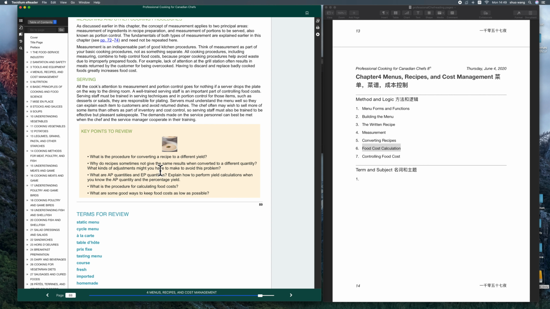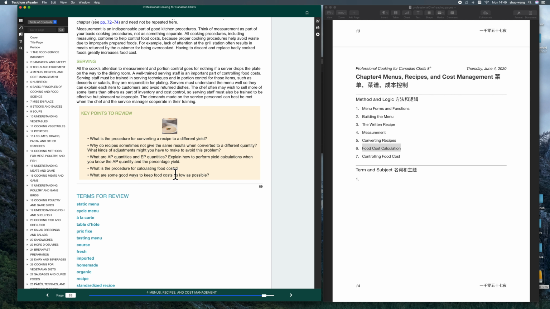What is the procedure for converting a recipe to a different yield? Why do recipes sometimes not give the same result when converted to a different quantity? What kinds of adjustments might you have to make to avoid this problem? What are AP quantities and EP quantities? Explain how to perform yield calculations when you know the AP quantities and the percentage yield. What is the procedure for calculating food costs? What are some good ways to keep food costs as low as possible?